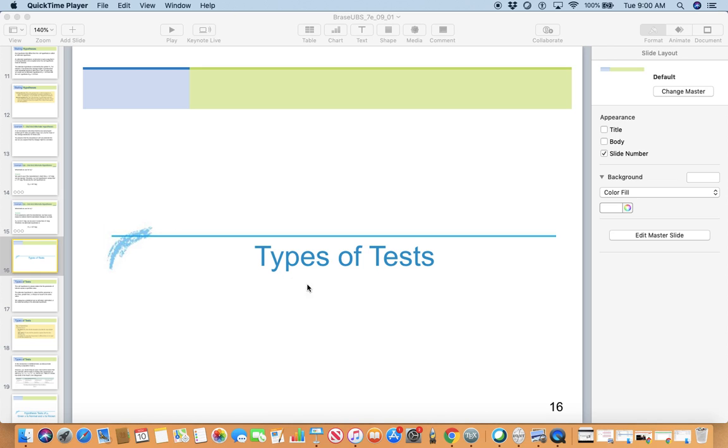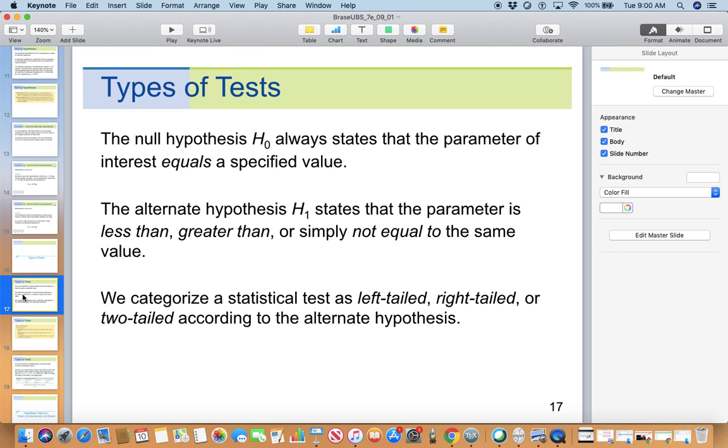Back. Types of tests. The null hypothesis H0 always states that the parameter of interest equals a specified value. So remember, H0 should have an equality. The alternate hypothesis H1 states that the parameter is less than, greater than, or simply not equal to the same value. So H1 is about inequality: less than, greater than, or simply not equal.